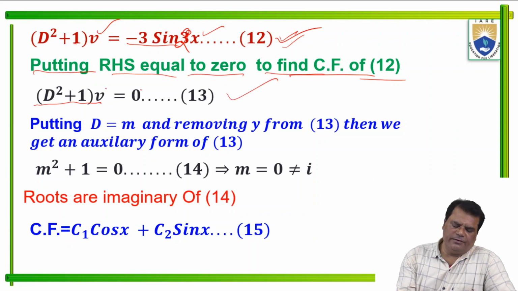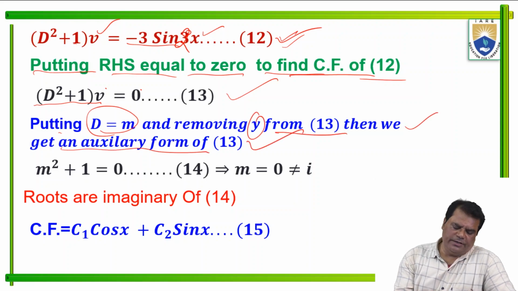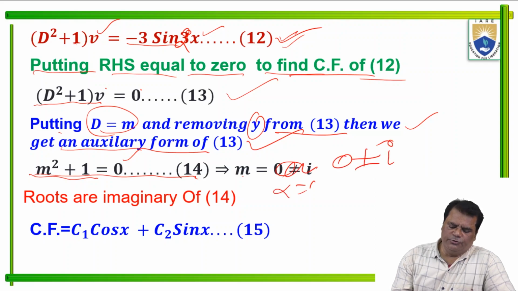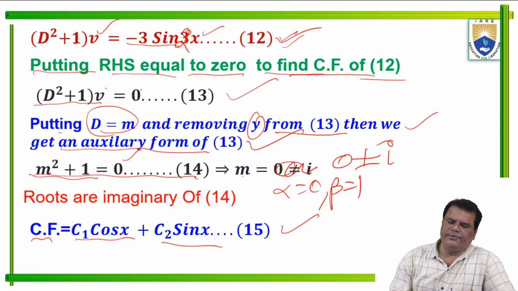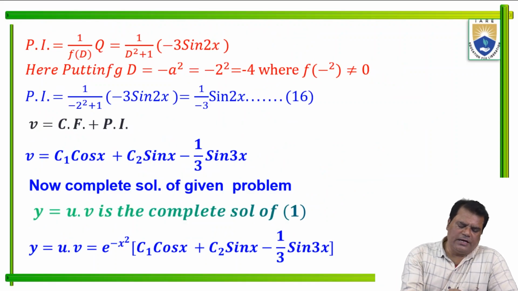This is equation 13. Putting D equal to m and removing y from equation 13, we get the auxiliary equation of 13. So m squared plus 1 equal to 0. After solving this equation 14, we get m equal to plus minus i, that is 0 plus minus i. So alpha equal to 0 and beta equal to 1. So the formula gives CF equal to C1 cos x plus C2 sin x. This is the complete complementary function. Now the particular integral, 1 upon f(D) into Q.